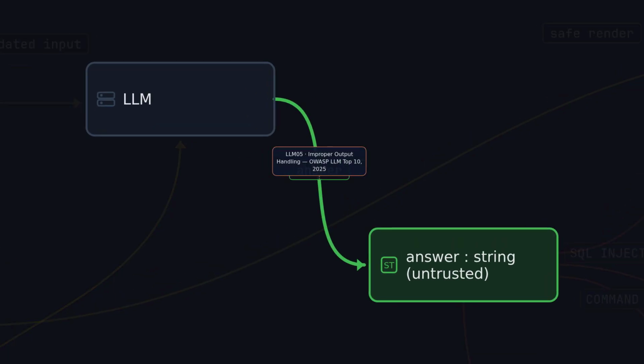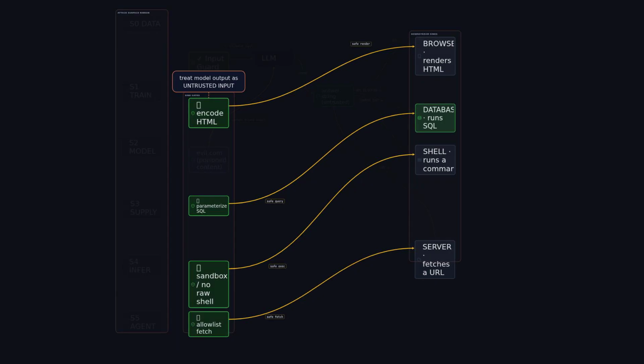OWASP names this LLM-5 improper output handling. It's the output side of the same coin as LLM-1, prompt injection. One gets bad input in, the other lets bad output out. The fix is the AppSec fix you already know. Encode for HTML, parameterize SQL, never shell out raw, allow list your fetch targets, put a gate at every sink, and treat the model's output as untrusted input.